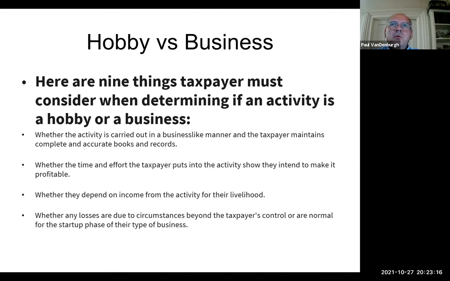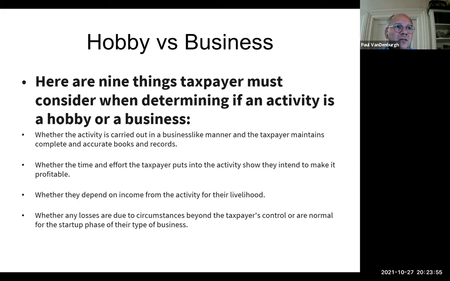There were a few questions that I kind of lumped together here regarding hobby versus business. And I've repeated here on the next 2 slides the 9 points. I refer to them as the 9-point tests from the IRS. I literally copied these right from the IRS website. I Googled hobby on the irs.gov website, and these are the 9 tests. Whether the activity is carried out in a business-like manner and the taxpayer maintains complete and accurate books and records. Number 1 test.